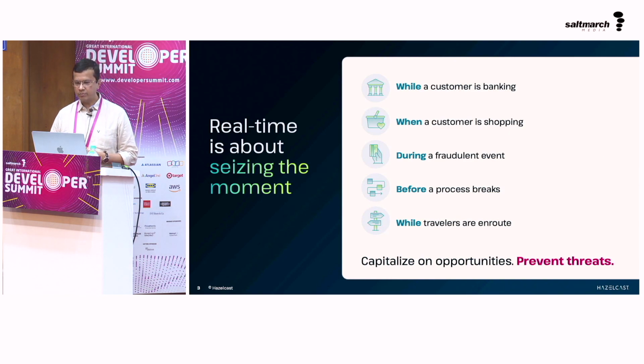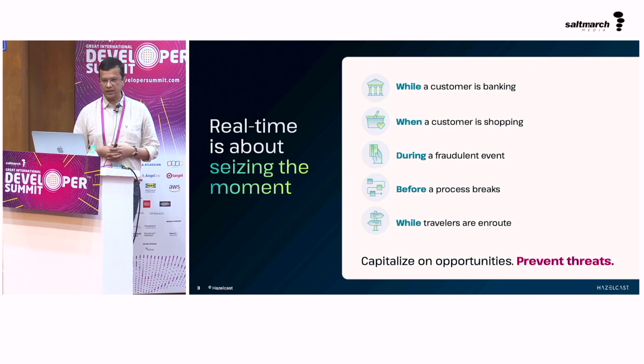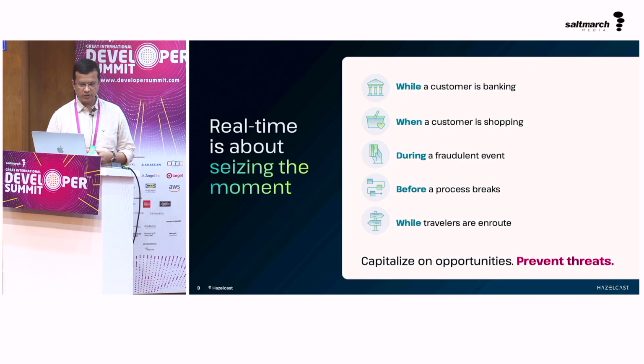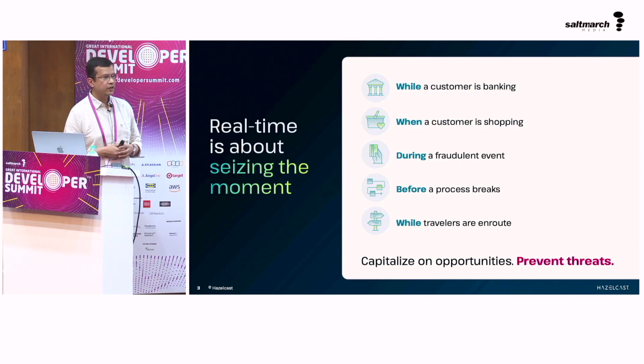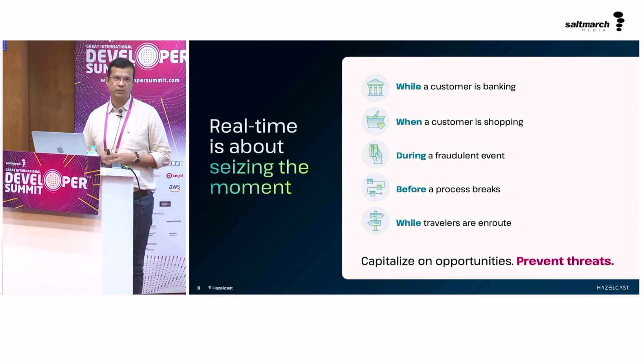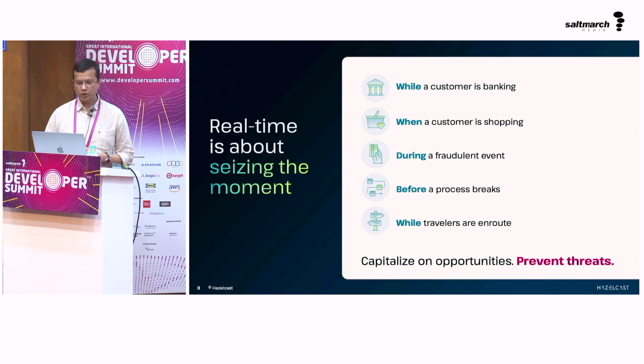something bad from happening. So for example, when the customer is banking, while the customer is at the ATM, or when the customer is shopping, walking inside the shopping area, or when a fraudulent event is happening, or predicting a fraudulent event before it actually happens, before a process breaks, or when the traveler is traveling. So if we are able to do everything while this is happening, that's where Hazelcast encourages users and customers to look.